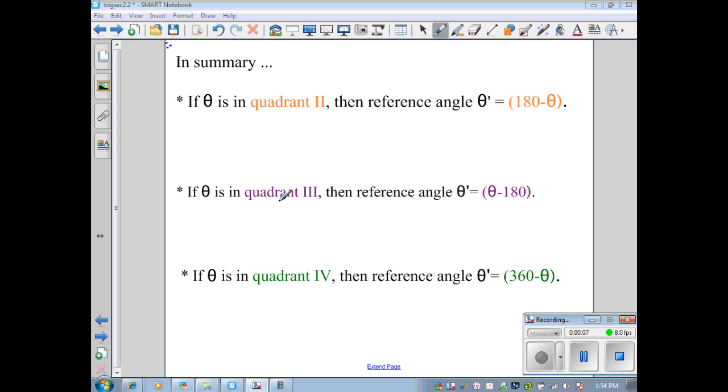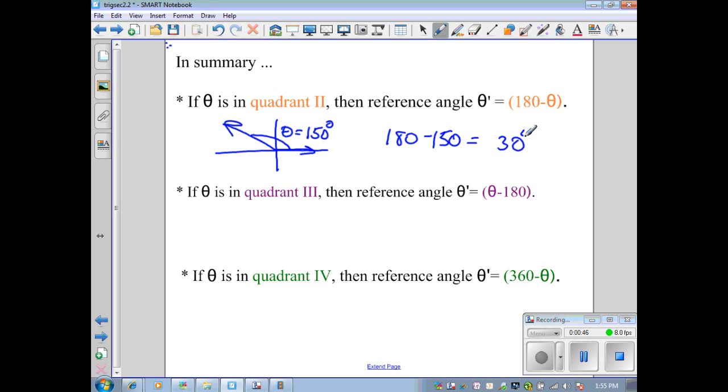We're given quadrant 2, quadrant 3, and quadrant 4. There are no rules for quadrant 1 because the angles in quadrant 1 are already acute, which is what we want. So let's take a look at quadrant 2. If I have an angle in quadrant 2, then all I need to do is take 180 degrees minus theta, which is our given angle, and that gives us our reference angle, which they call theta prime. A quick example, an initial angle on my x-axis, counterclockwise revolution into quadrant 2. Let's call this theta equal to 150 degrees. Then my reference angle is 180 degrees minus 150, which gives me 30 degrees.